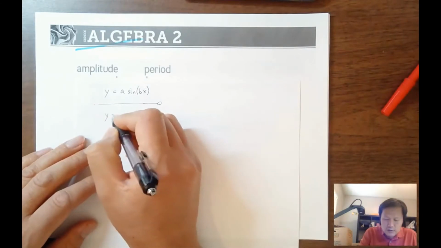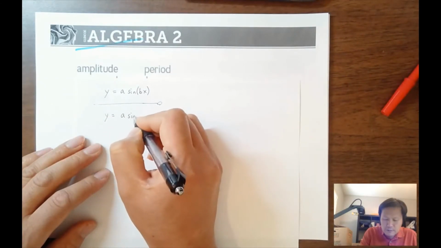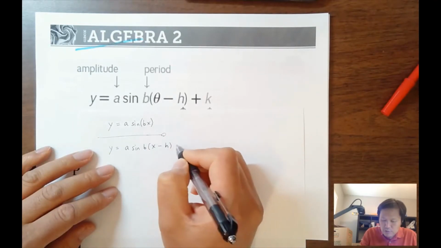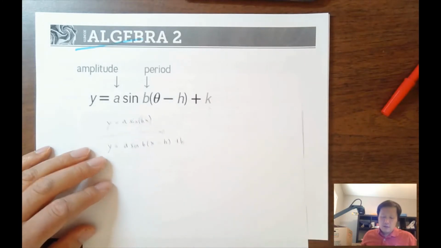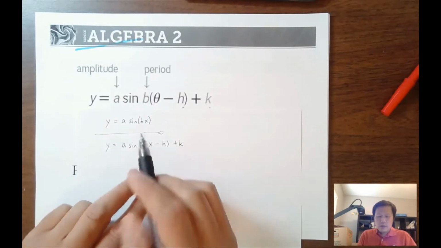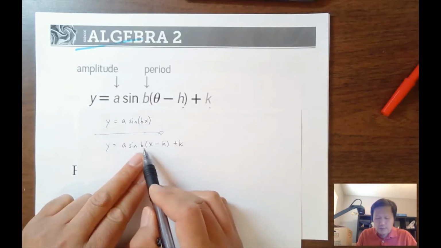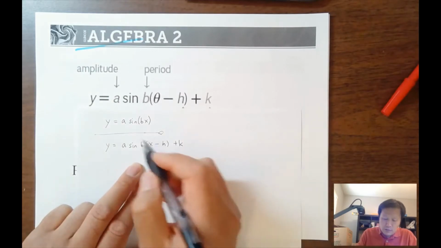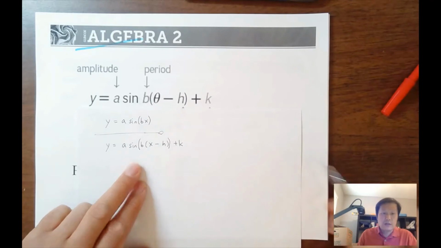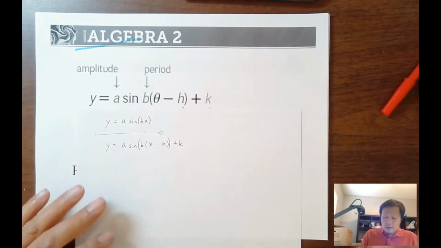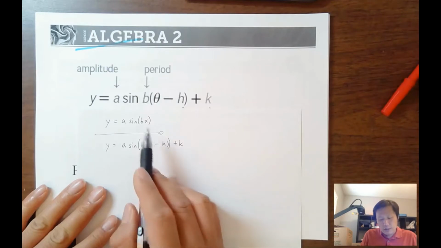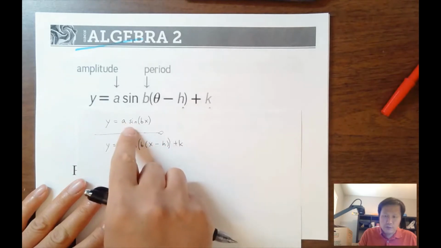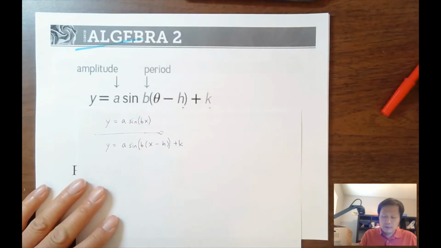So what has changed since the last lesson? It's a times sine b(x - h) + k. If you look at it, it was bx before. Instead of bx, we now have b(x - h) plus k. It's okay to have another parenthesis for sine here. So minus h is different, and plus k is different. That's additional information compared to the last lesson.